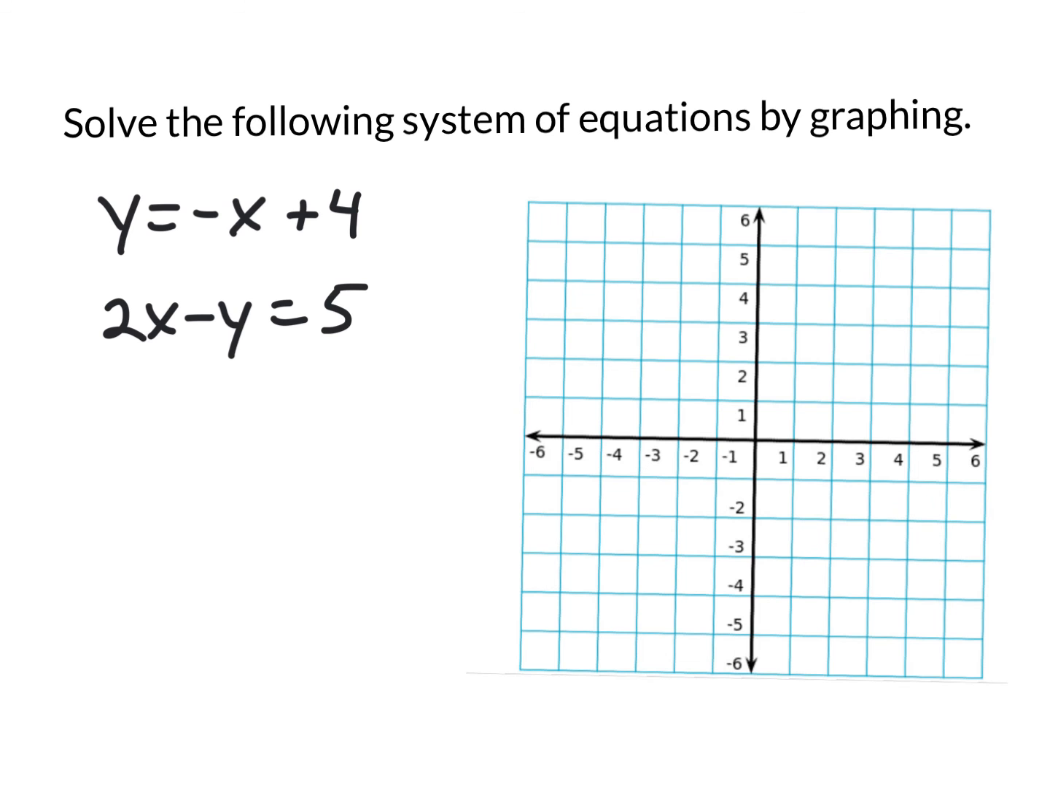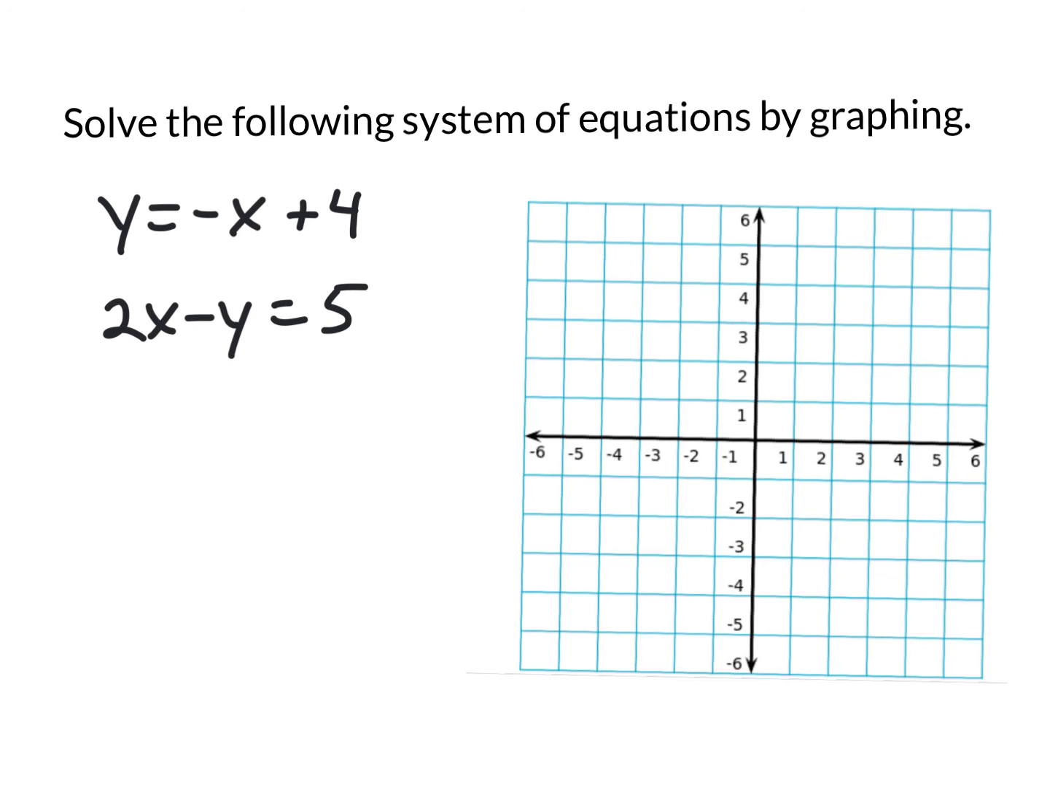However, in this example, we're also going to solve the system of equations by graphing, but notice we have one equation in slope-intercept form and one in standard form. Let's go ahead and graph this one in slope-intercept form first. It has a y-intercept of +4.